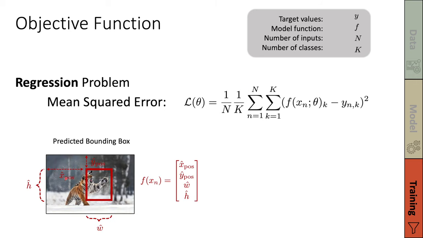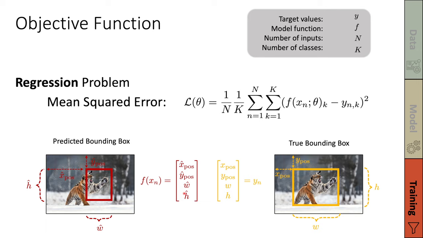And for the example of predicting a bounding box, here we would predict the height, width, x position and y position of the box. And this is basically a vector. So we now have also a vector with the true bounding box that we can compare to, where we compare the x position, the y position, the w, and the h. And this basically gives us our loss. As simple as that. That's mean squared error, just scaled to vector-wise outputs.